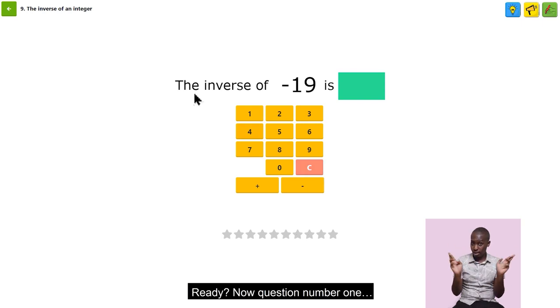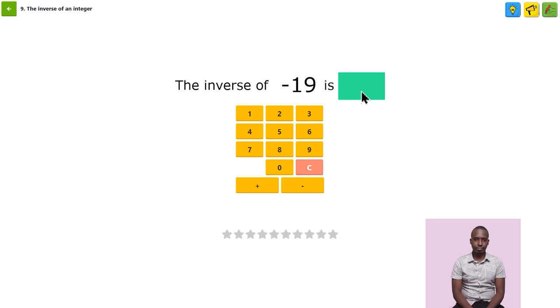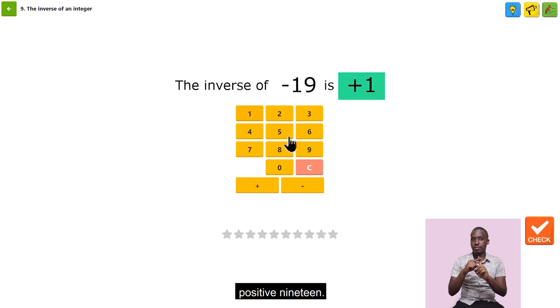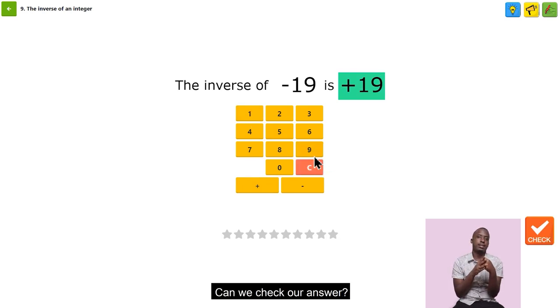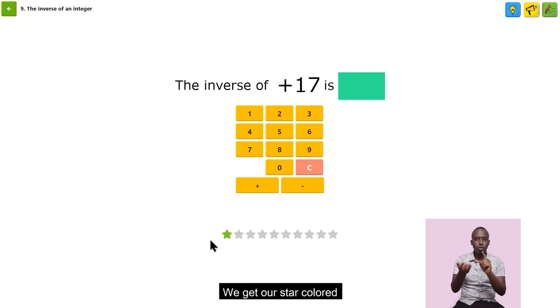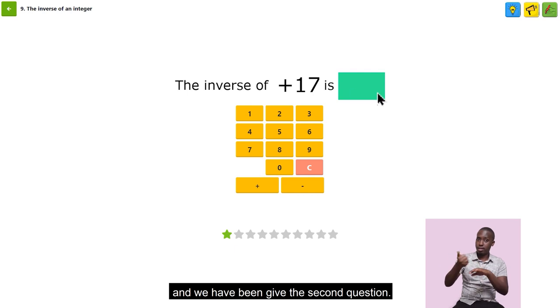Ready? Now question number 1. The inverse of negative 19 is... Good. Let's check our answer. The inverse of negative 19 is positive 19. Can we check our answer? Wow, good. We get our star colored and we have been given the second question.